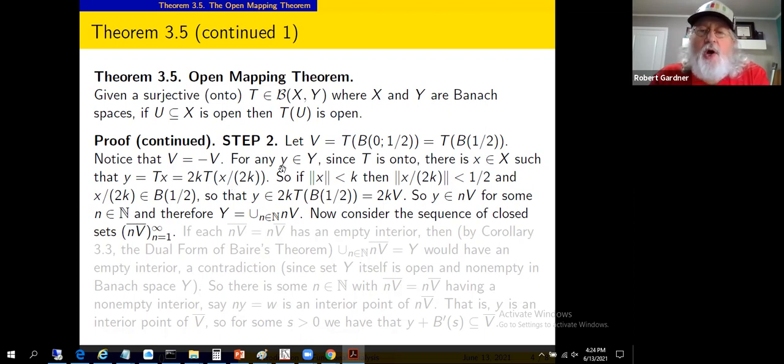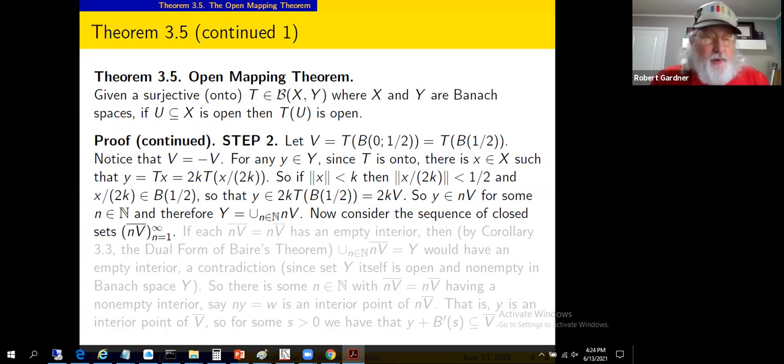y was an arbitrary element of Banach space capital Y. So we've shown the whole Banach space, then, since each element lies in some n times V, the whole Banach space must equal the union over all indices n of n times V. So we've written the whole Banach space as a countable union of these things here, these nV's. We're going to consider the sequence of closed sets, nV closure, sum from n equals 1 to infinity, a sequence of sets.